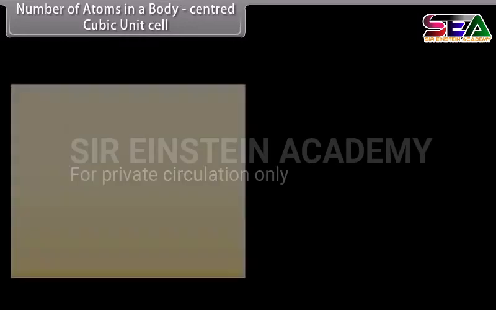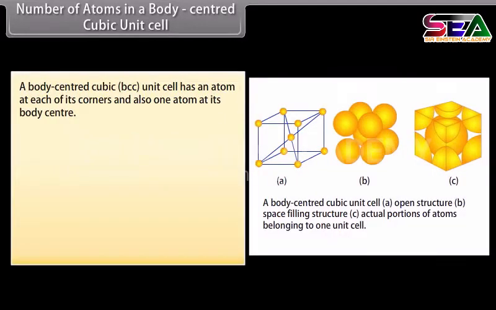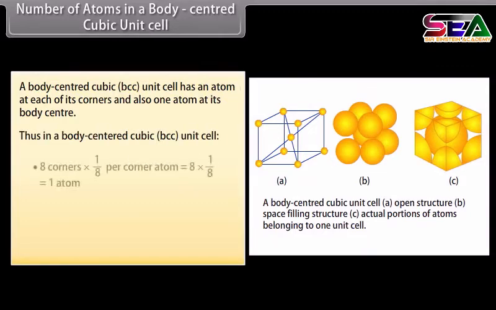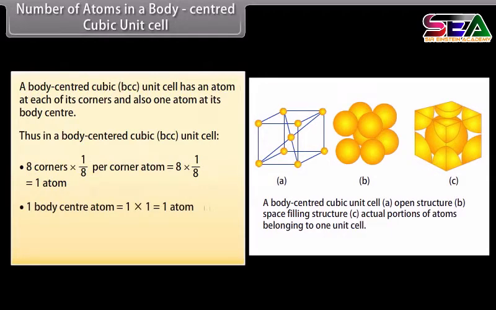Number of atoms in a body-centered cubic unit cell. A body-centered cubic (BCC) unit cell has an atom at each of its corners and also 1 atom at its body center. Thus, in a BCC unit cell, 8 corners × 1/8 per corner atom is equal to 1 atom. 1 body center atom is equal to 1 × 1 equals 1 atom. Therefore, total number of atoms per unit cell is equal to 2 atoms.